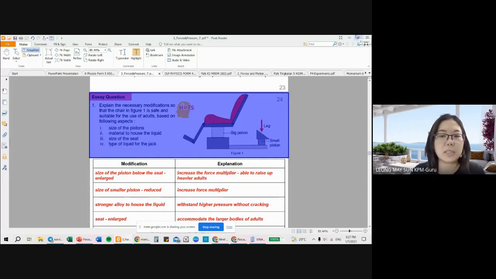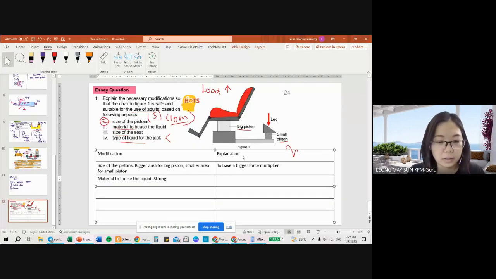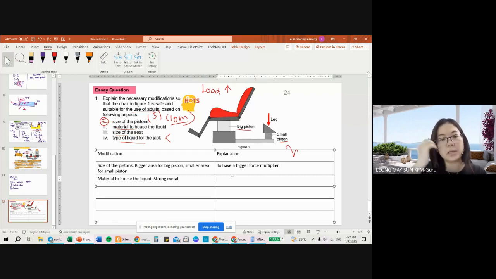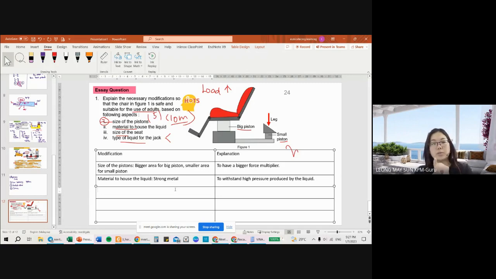Stronger alloy. Okay, strong material. Strong metal. I will actually use strong metal. The reason is because this is going to be exerting force on a small cross-sectional area, so it's going to have a lot of pressure. So the explanation here would be to withstand high pressure produced by the liquid. Remember, strong metal has to withstand high pressure produced by the liquid.